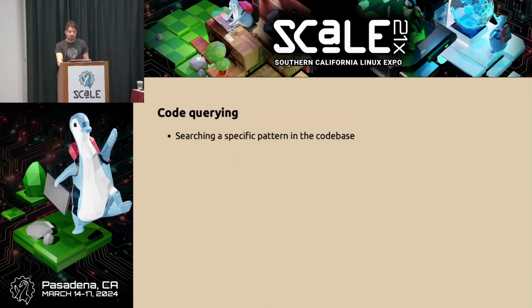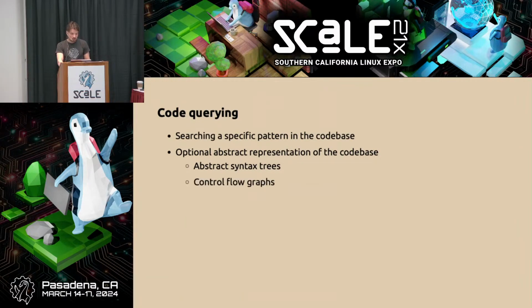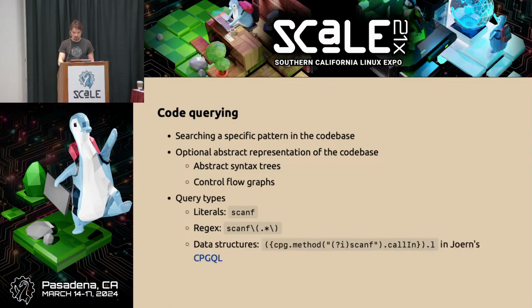It means searching for a specific pattern in our code base, and there is an optional abstract representation of the code base, for example, as abstract syntax trees or control flow graphs. There are multiple query types in here. You can search for literals. For example, I'm searching for scanf, but this is a dummy approach. Basically, you can have scanf in a comment and it will also match. You can have regexes, and here I'm writing some parentheses for detecting the calls. This is still dummy, but I also have some data structures.